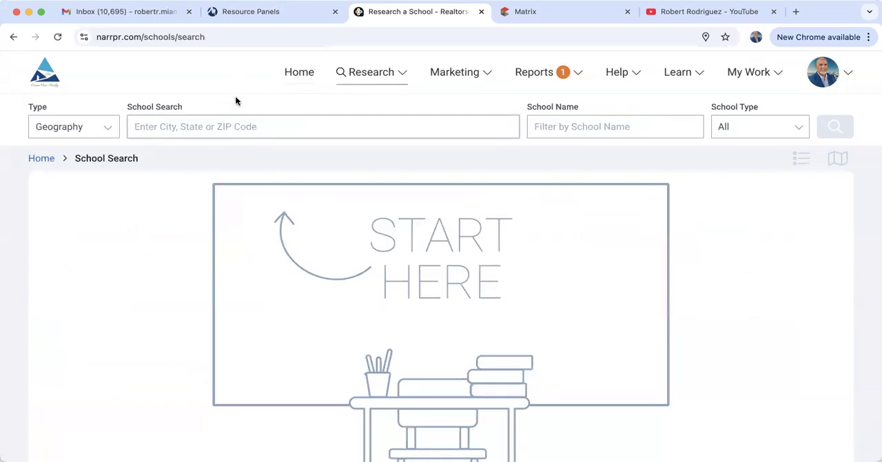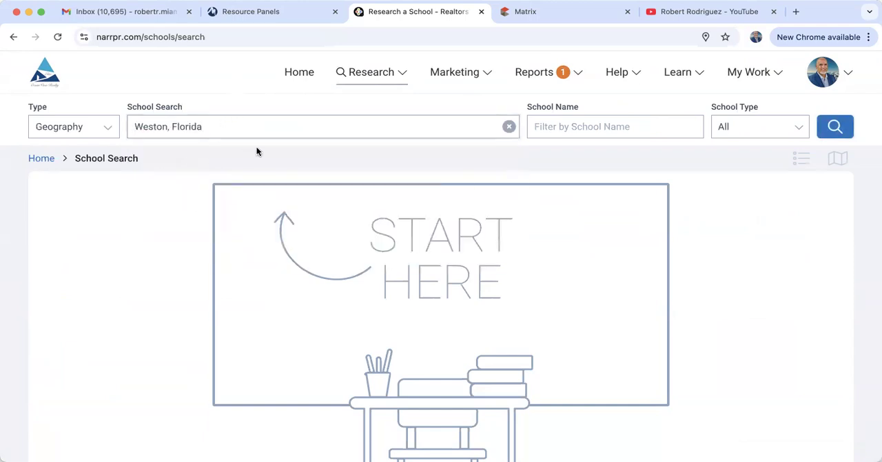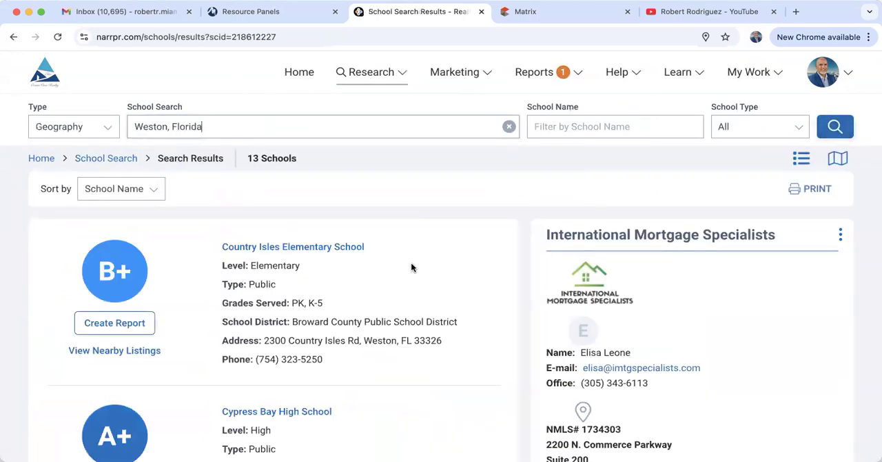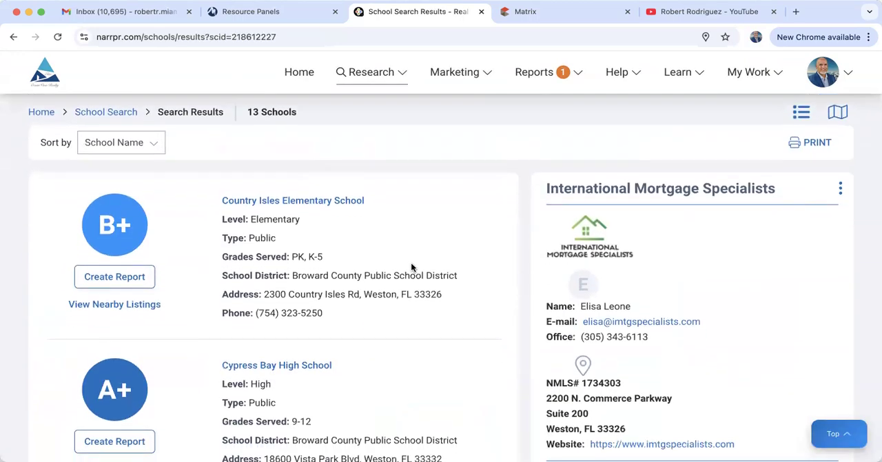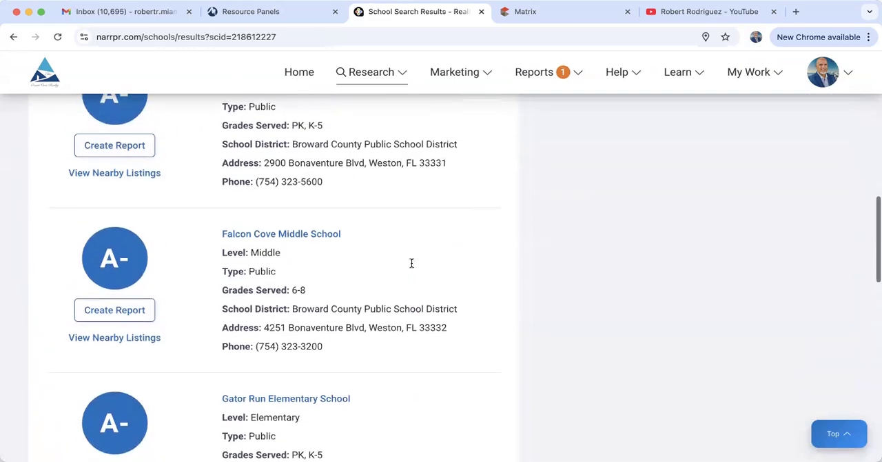So if you guys are, say, relocating, or you have someone relocating to the city of, let's say, Weston, right? Let's go to Weston here and Weston, Florida, right? And then we're just going to go ahead and click on search. You can provide your buyer or anyone who's asking you a list of schools in Weston. Here they are. This is a list of all the schools in Weston.